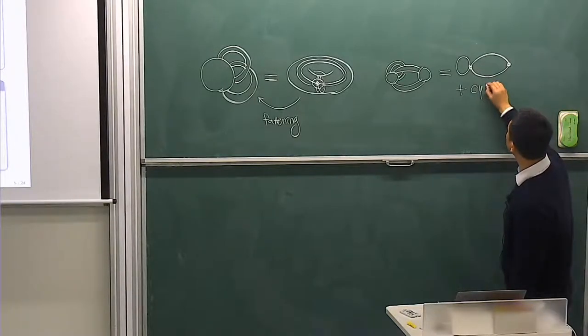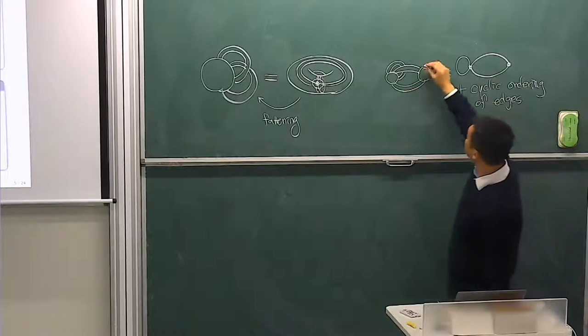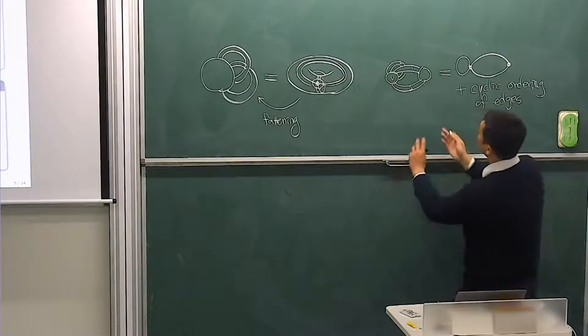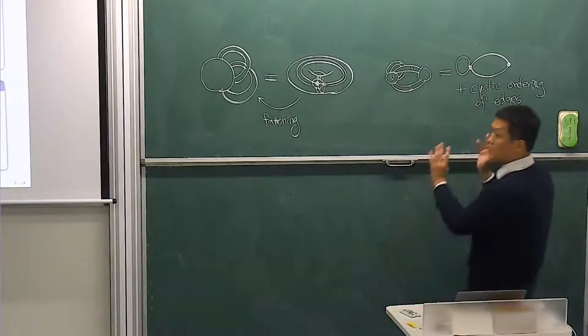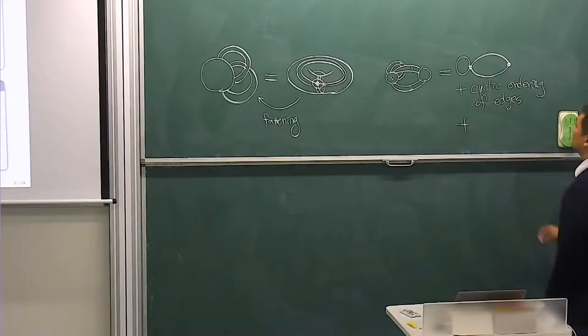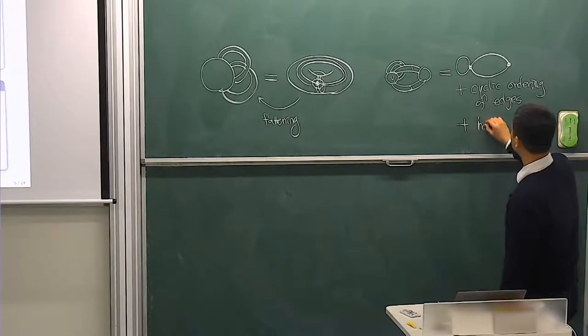One is cyclic ordering of edges, because in this ribbon graph, you know, at vertex V, there is a cyclic ordering of edges, 2, 1, 2, and 3. So you have to add this information. And there's one more piece of information you need. I will call it half twists.